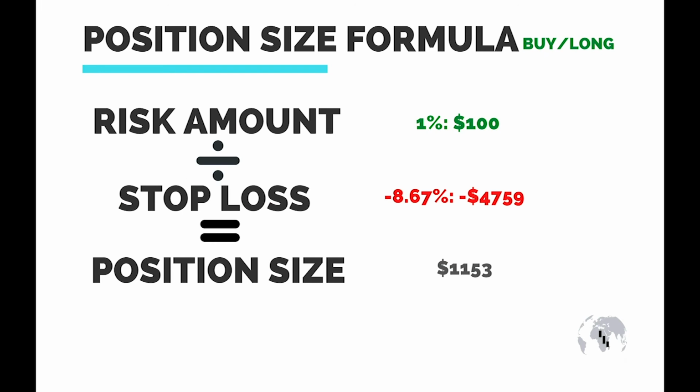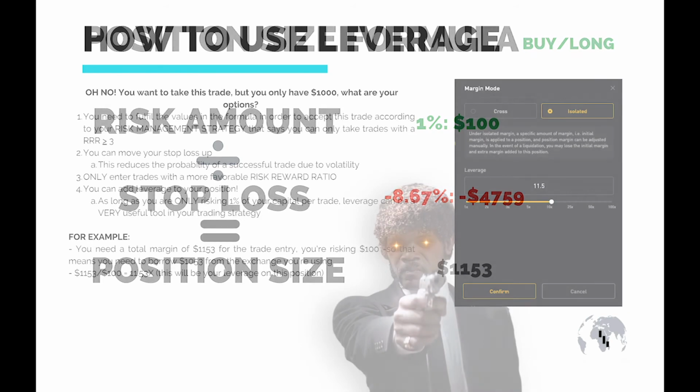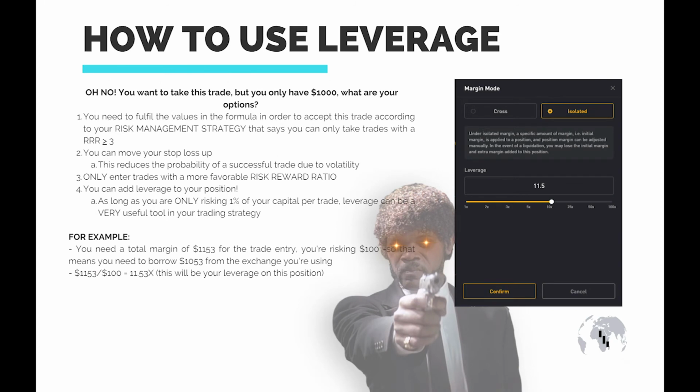So we go through and we calculate our position size. So we know our entry price, that's 42,367. And we know that our stop loss will be 8.67% below that price. So we divide our margin, our $100, our total risk amount, divided by 0.0867 or 8.67%. That gives us our position size of $1,153. $1,053 above our 1% risk. So all we have to do is borrow that difference using 11.5 X leverage from the exchange to meet the requirements that we have set for this trade.